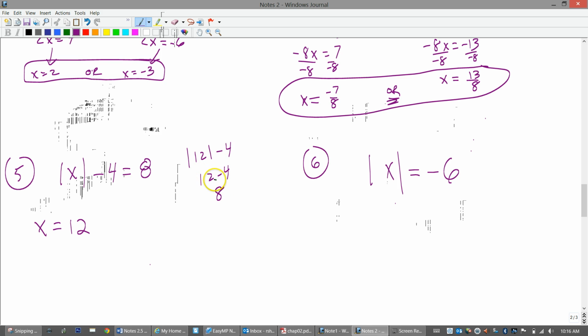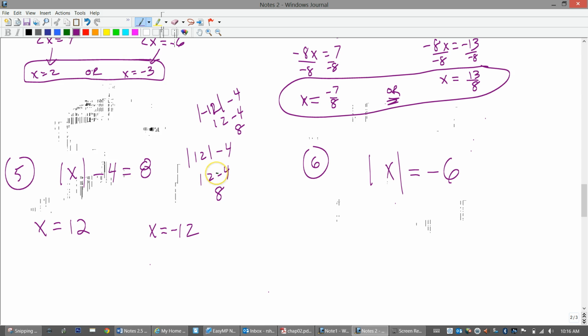Did anybody get the other one? The other one's actually negative 12, isn't it? Absolute value of negative 12 minus 4. That's 12 minus 4 is 8. We're in the same spot.